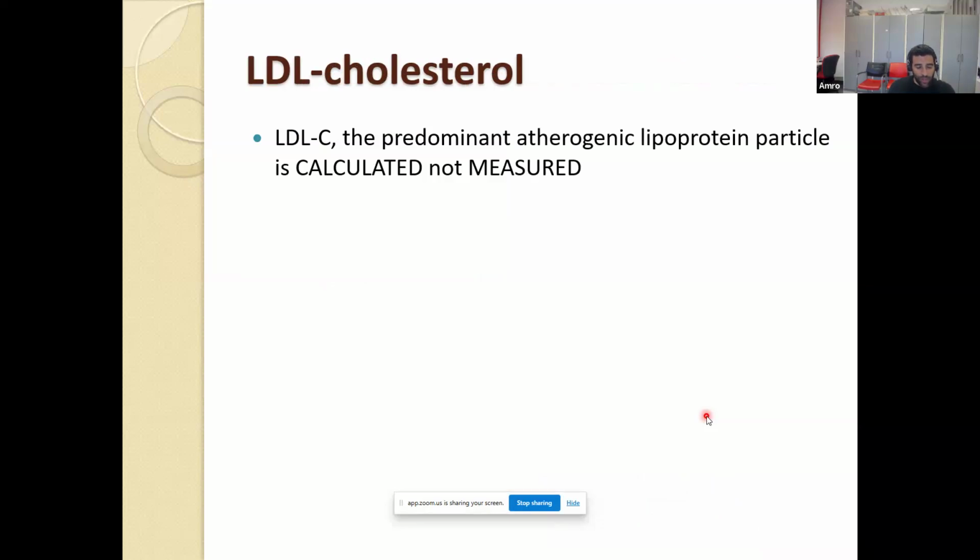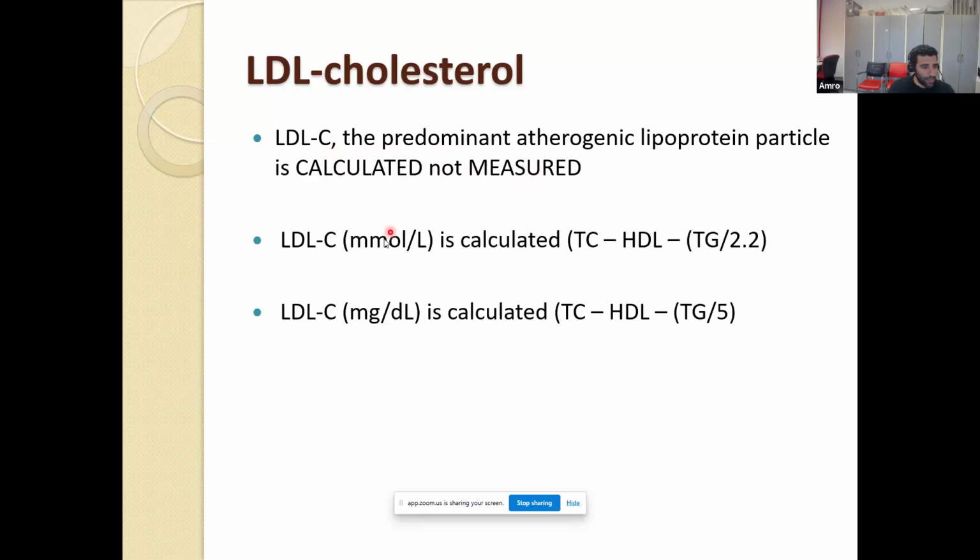Okay, so the atherogenic lipoprotein particles we've said are LDL, lipoprotein little a, IDL, and VLDL. But LDL cholesterol is the most prominent of them that we measure, that we routinely use in the laboratory. And it's really important that you remember that LDL cholesterol, low density lipoprotein cholesterol, is not measured. We don't actually measure it in the lab, we calculate it.